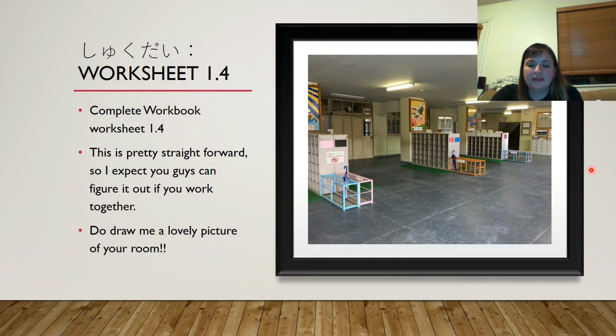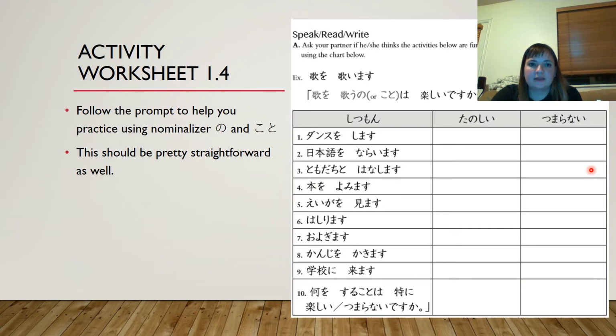Okay. So this is where we're picking up for today, which is the 4th. So October 4th, this is where we're going to start. So you're going to be working on your activity worksheet 1.4. Okay. So you're going to follow the prompt to help you practice using nominalizer, no, and koto, what we learned last time. And again, I think this should be pretty straightforward as well.